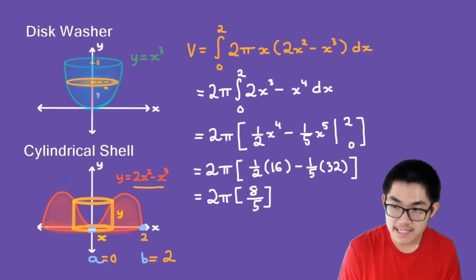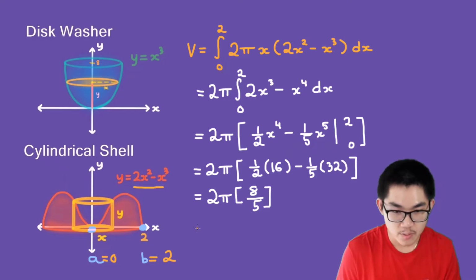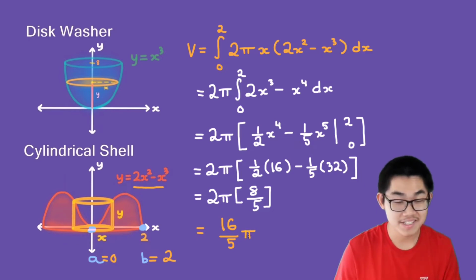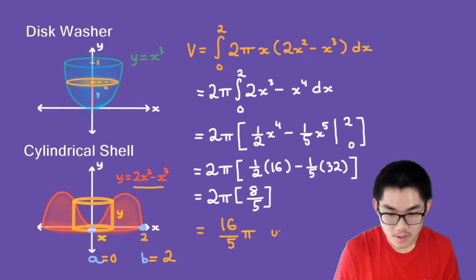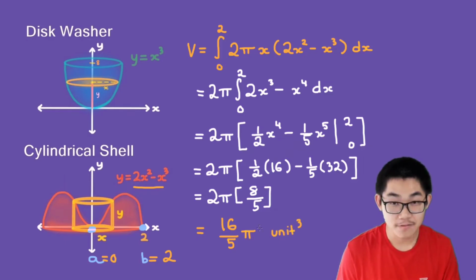And when you multiply these two together, the answer will simply be 16 divided by 5 times pi. And you can leave it the way it is, or you can say unit to the power of 3. So there we go. This is the volume of our three-dimensional object using the cylindrical shell.